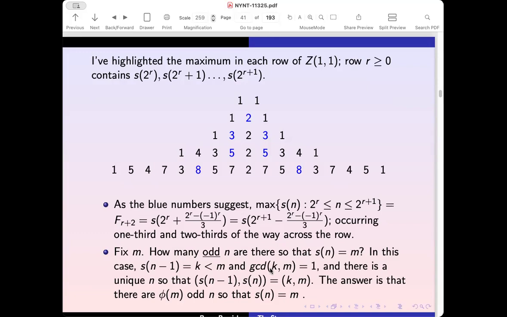How many odd n are there so that S of n is equal to m? Well, if n is odd, then S of n minus 1 is less than S of n. And we know that the GCD of k and m is 1. And there's a unique n so that we get k over m. So there are exactly Euler phi of m odd n with the property that S of n is equal to m. I actually have an application of this later.